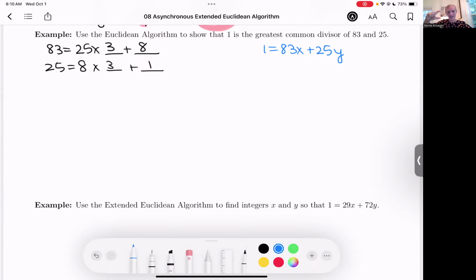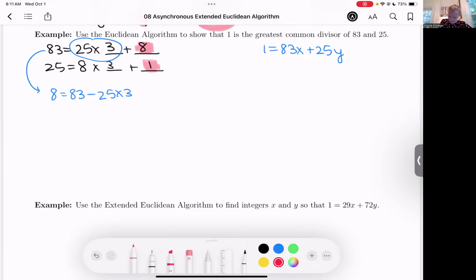We're going to take the other equations that we have and solve them for the remainders. So we're going to solve each of these for their remainders, which means I'm going to solve for the 8 and for the 1. When I solve for 8, I do 8 is 83 minus 25 times 3. So I literally just moved the 25 times 3 over to the other side of the equation. I'm not going to simplify this at all. I'm going to leave it like this.